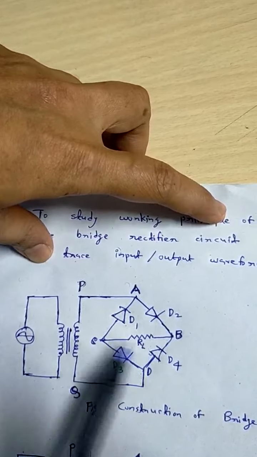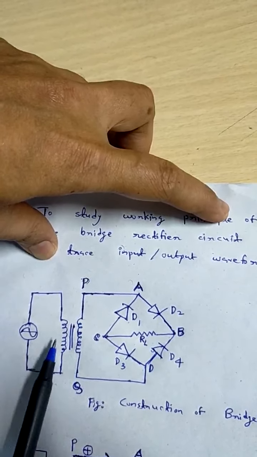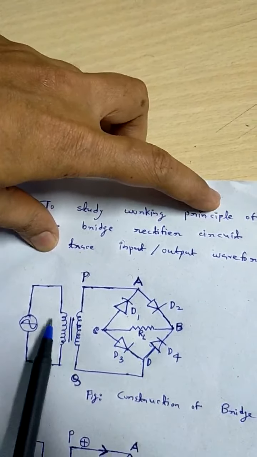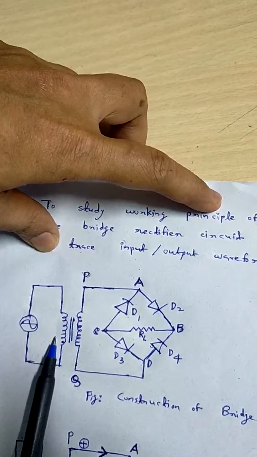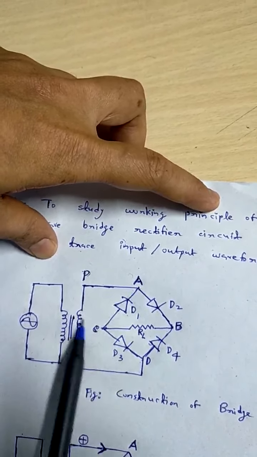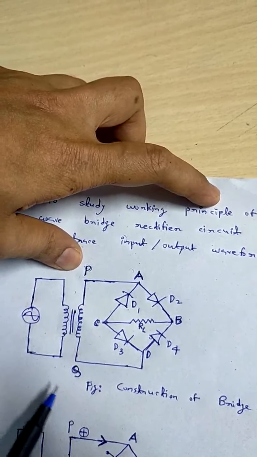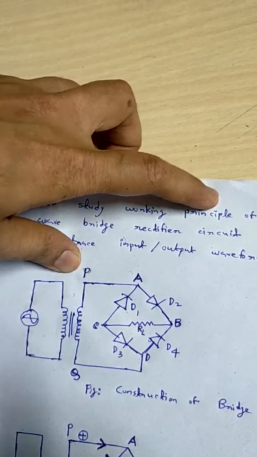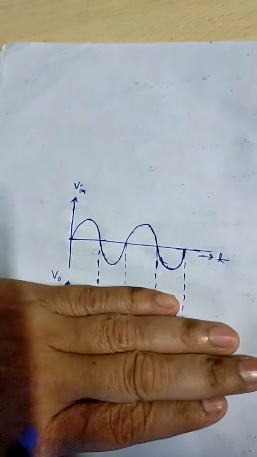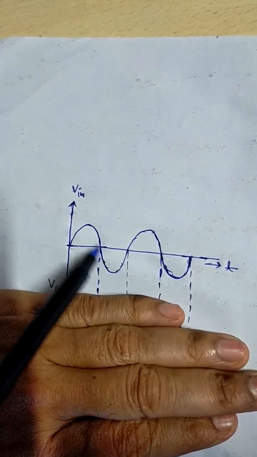This is the bridge circuit. This AC signal is applied to this bridge circuit through this transformer. So this is the secondary winding of the transformer, and this is the primary winding of the transformer. By electromagnetic induction, the signal is applied to this bridge circuit. So first of all, see, this is the input signal. This is a sinusoidal signal.